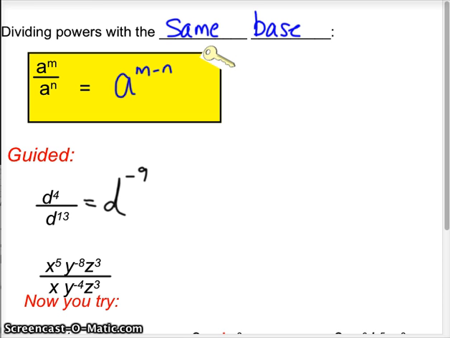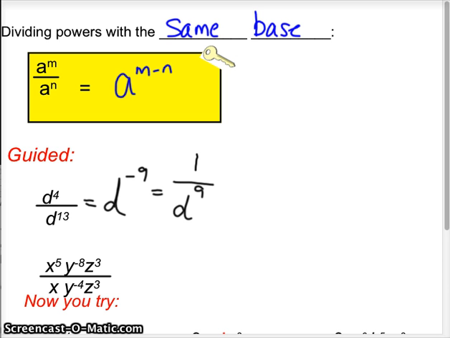The thing you need to remember when you're dealing with stuff like this, d to the negative 9, remember, you cannot leave it with a negative exponent. So what do you have to do? We have to send it to the denominator where it can have a positive exponent again.